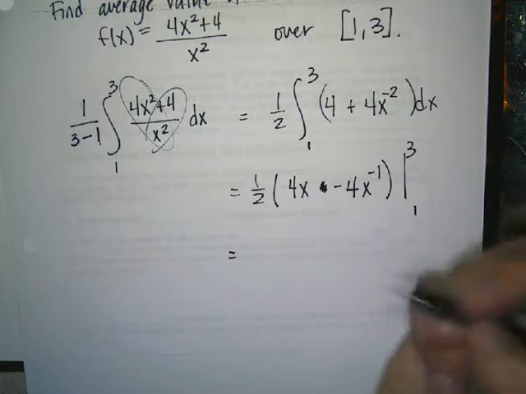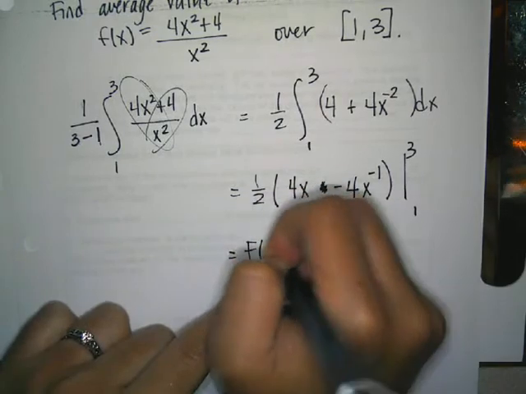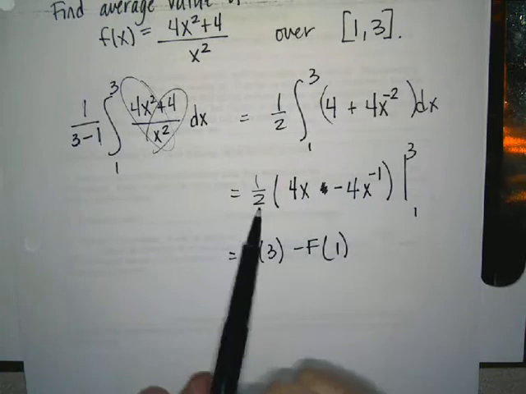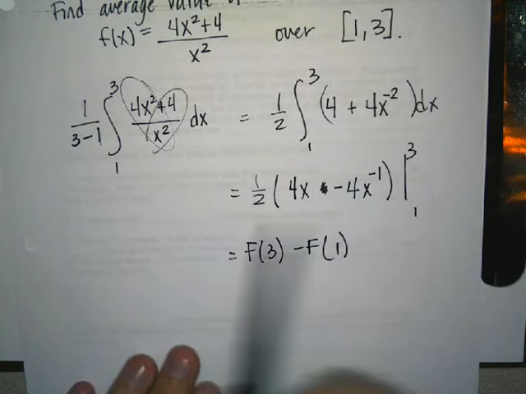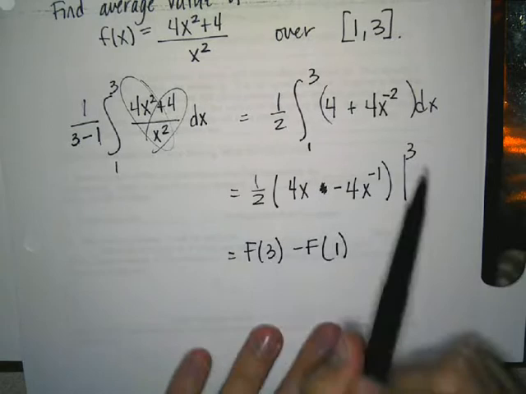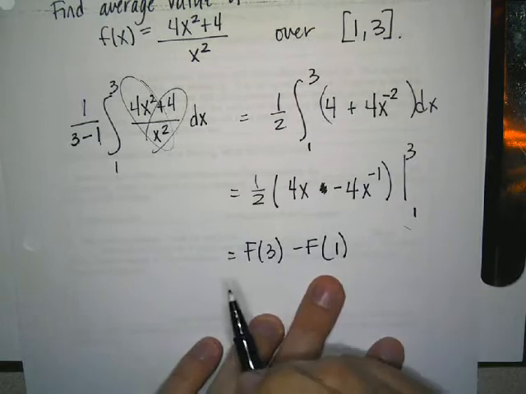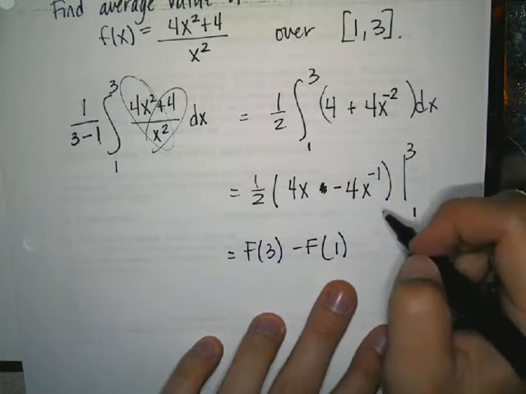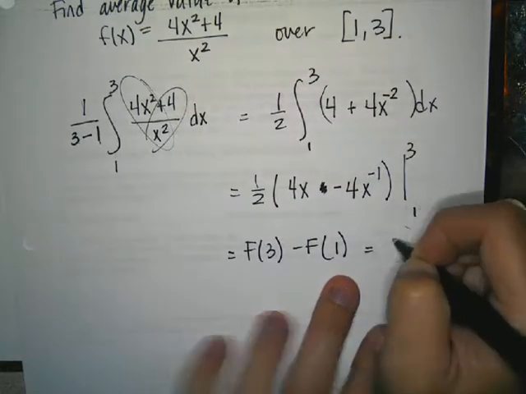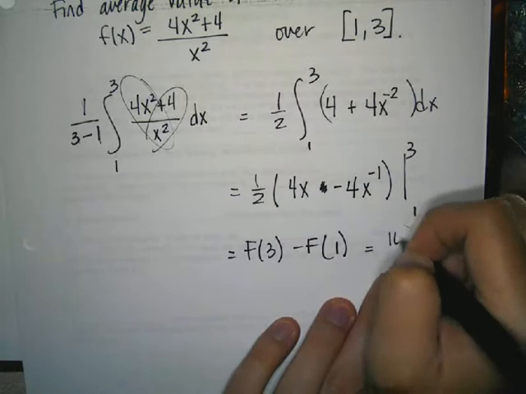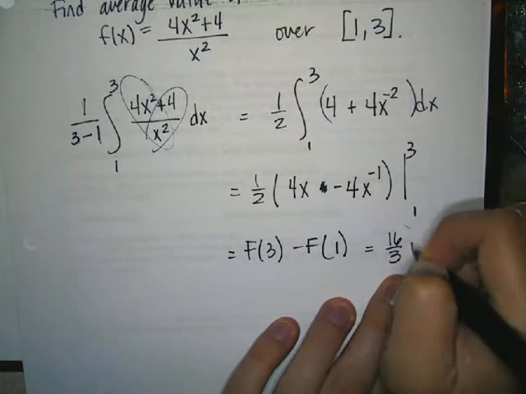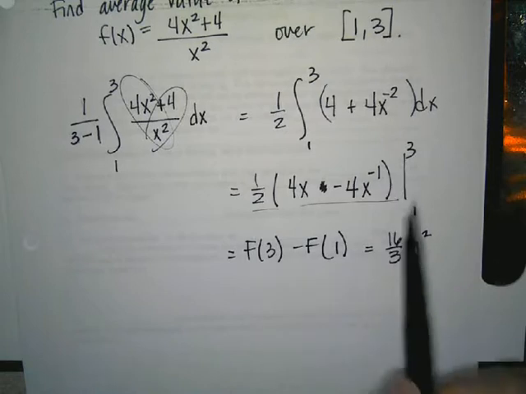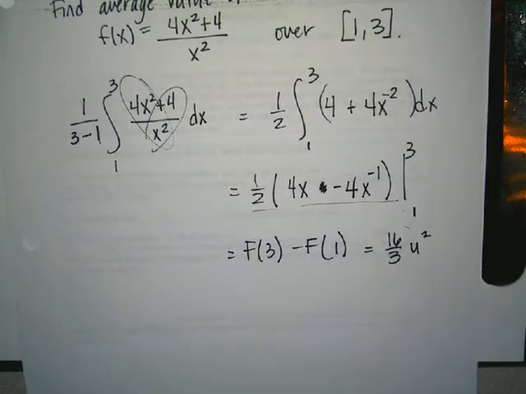Now, f of 3 minus f of 1. Again, this 1/2 represents me automatically dividing to find the average. So evaluating 3 and 1, I end up getting, I think, 5.333 or 16/3. So if I plugged that into my calculator and used my table and subtracted, I get 16/3.